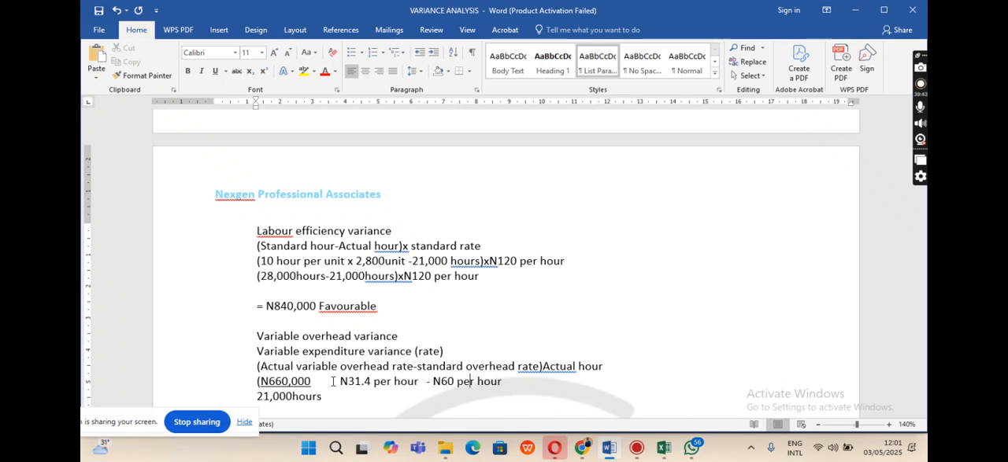Times the actual hour, which is 21,000 hours. Can you see that this is what I've been explaining since, that in case the variable overhead rate is not given, definitely the cost will be given to you in the question. Just divide it by the actual. When you divide it by the actual, you get the rate per one.